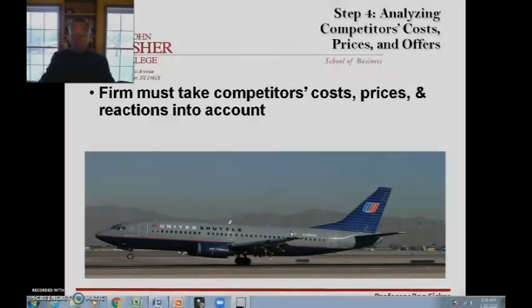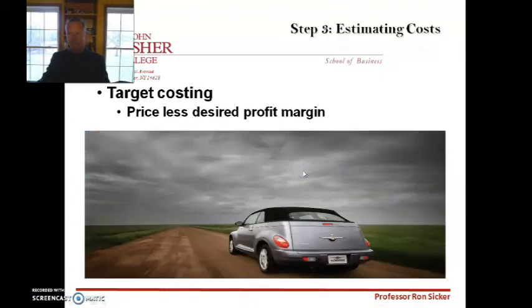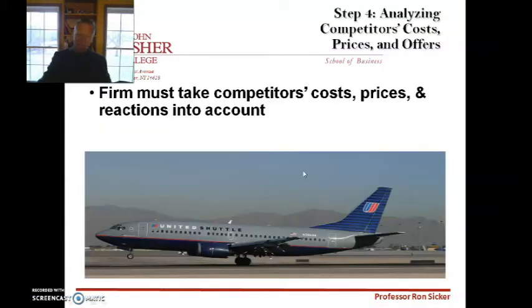Okay, and welcome back to part two of pricing here in marketing strategy. So step four, we've gone through step three. Step three was estimating costs. Sorry. Step four is analyzing competitors' costs and competitors' offers.